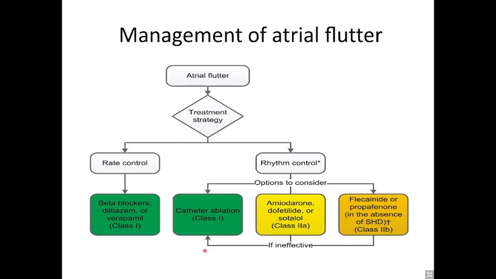But if we avoid catheter ablation, we can use the same drugs for rhythm control therapy: amiodarone, dofetilide, or sotalol, flecainide, or propafenone, if chronic heart failure is absent in your patient.